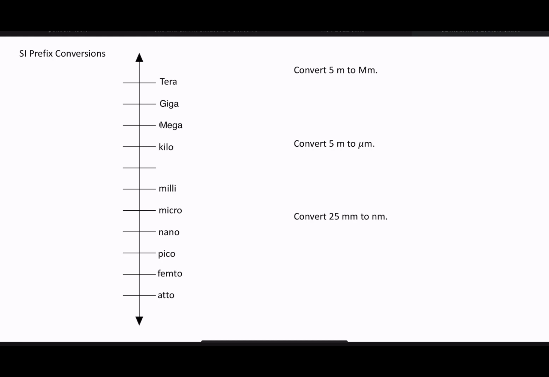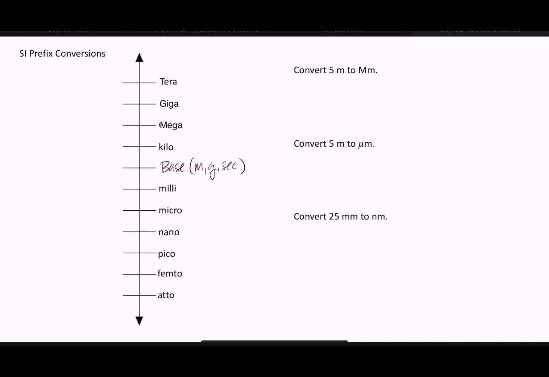So first, let's look at our prefix conversions. This table is our prefix table. Here is where our base unit would go. And our base unit could be any standard unit, like for example meters or grams or seconds, and there are others, and we'll stop there for now. And then the rest of these are our prefixes.